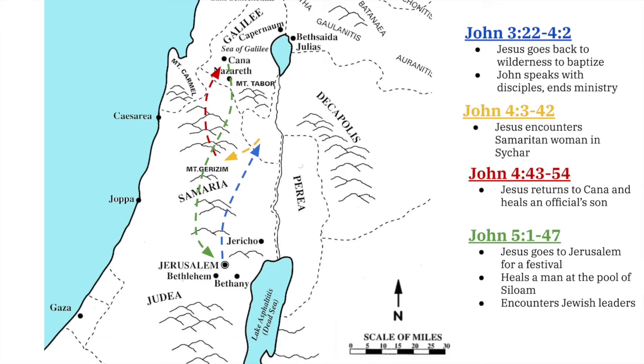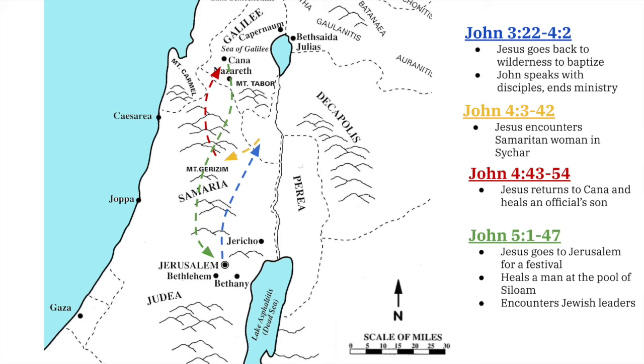After Jesus is done in Jerusalem, he heads back up into the wilderness to do some baptizing. Then he heads to Samaria, where he has, again, a very famous chapter-long encounter with a Samaritan woman. And this is about the only time that he really spends specifically in Samaria. He then heads back up to Cana, where he heals an official's son. And then after he's done in Cana, he heads back down to Jerusalem for another festival.